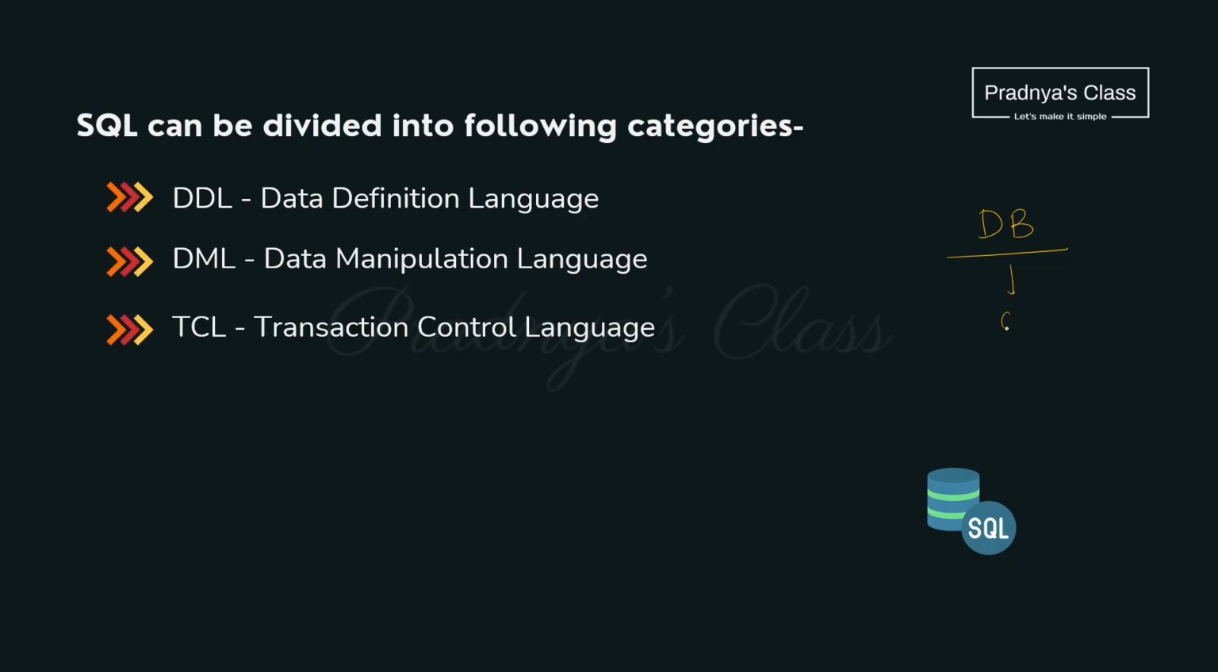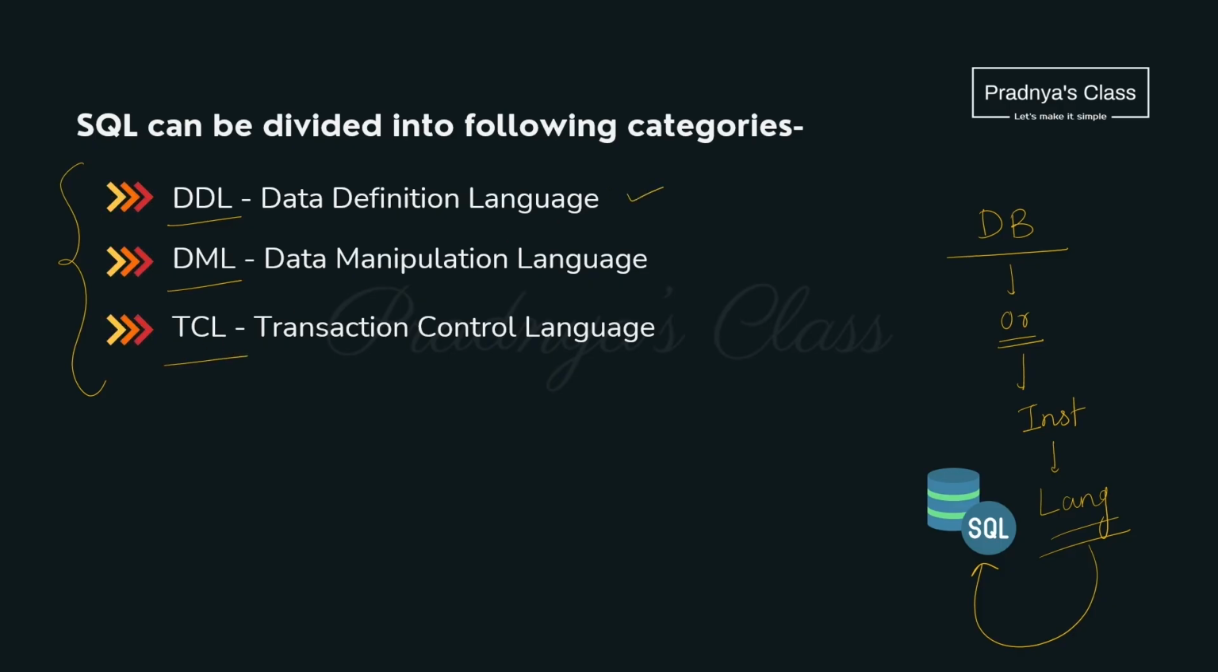That data we need to organize. For that we need to give instructions. We know that to give instructions we should know a common language to communicate. So this language is nothing but Structured Query Language. And Structured Query Language is divided into 3 categories: DDL, DML and TCL.